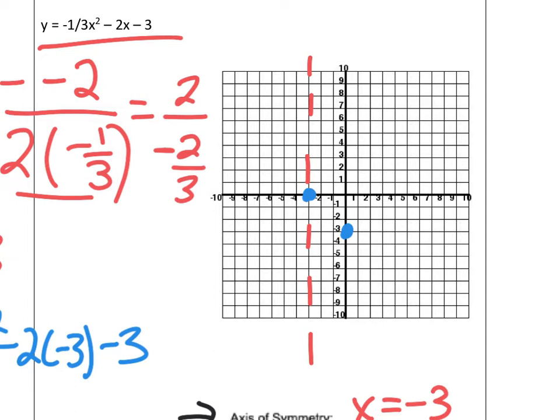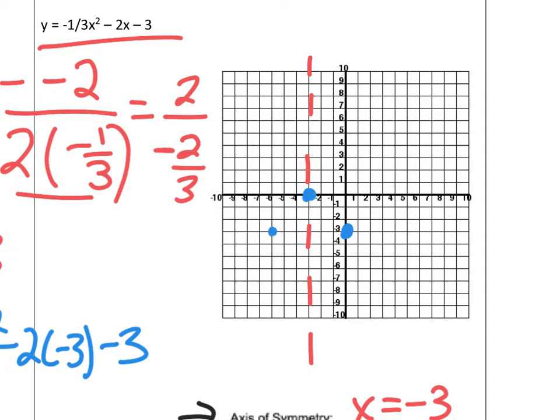So if I have 2 points right now, the vertex and one other point, can I find another point without doing any math at all? Yeah, where would it be? -6. Good.